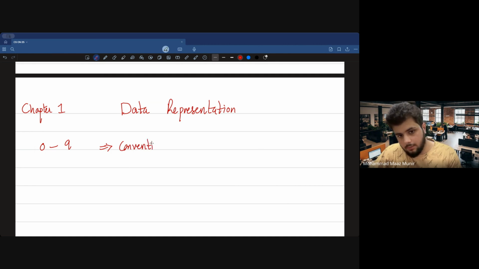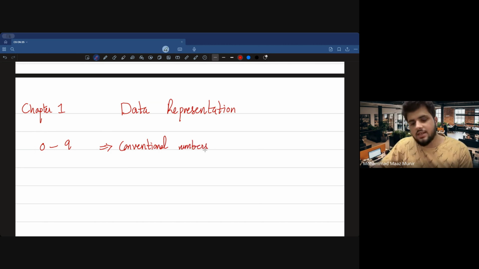Conventional numbers. Like, let's say I ask, tell me how many kids are there in the class right now. Maybe someone can say that we have around 9 kids right now. Yeah, you can take notes.